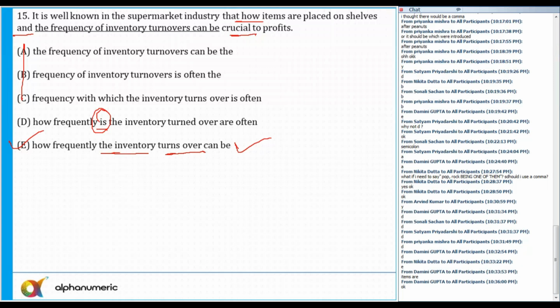I still believe number D is not right. How frequently is the inventory turned over? How frequently the inventory turns over? This one is more grammatically correct. I think number E is the answer, not D. All of you mark D, but I think E is right for this question.